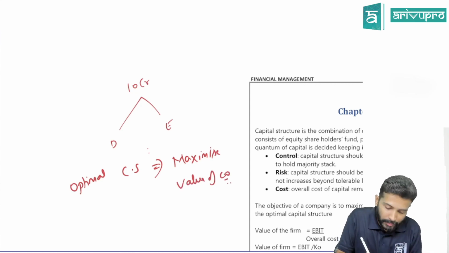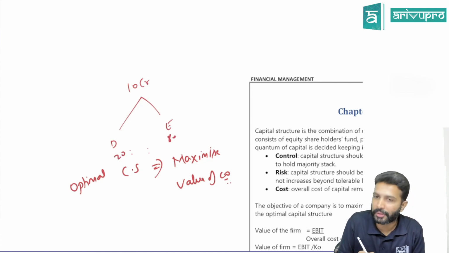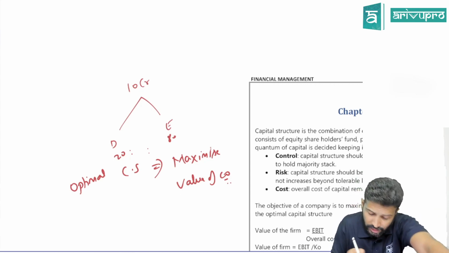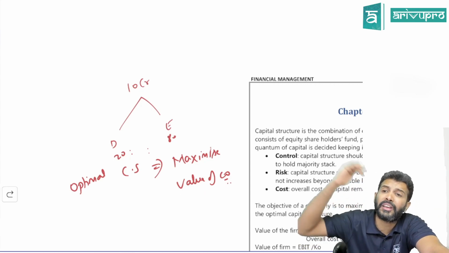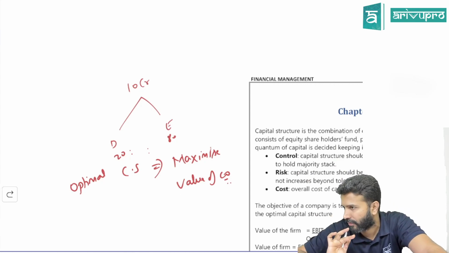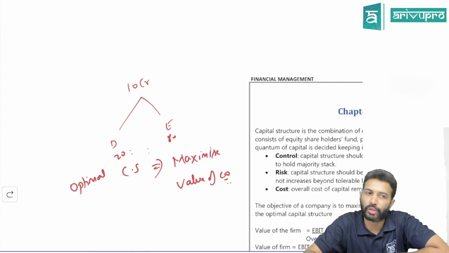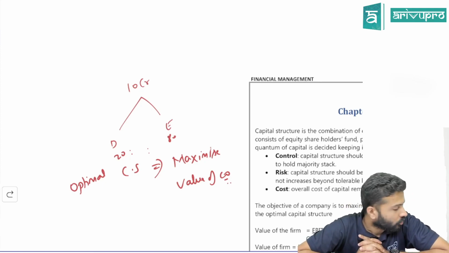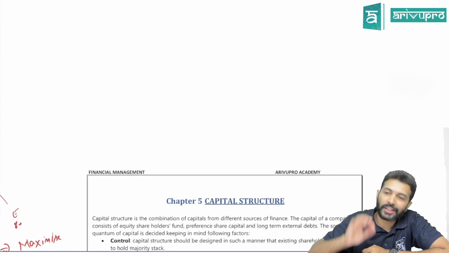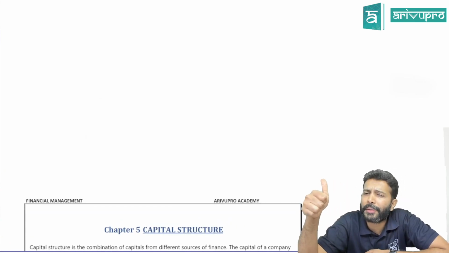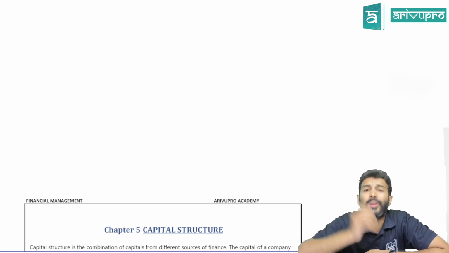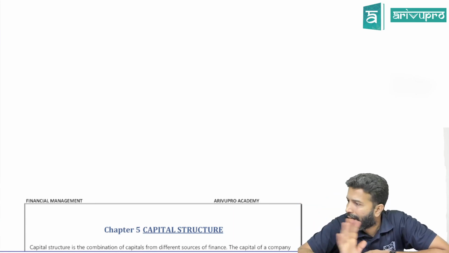If I make it 20% equity or 80% equity, in what proportion should I raise the finance so that the value of the company is maximized? That is the mixture I'm trying to find out, and this chapter deals with those sorts of problems. So got the meaning? Tell me once, capital structure means what are we essentially doing over here? Finding the optimal capital structure which maximizes what? The value of the firm, or the value of the company.